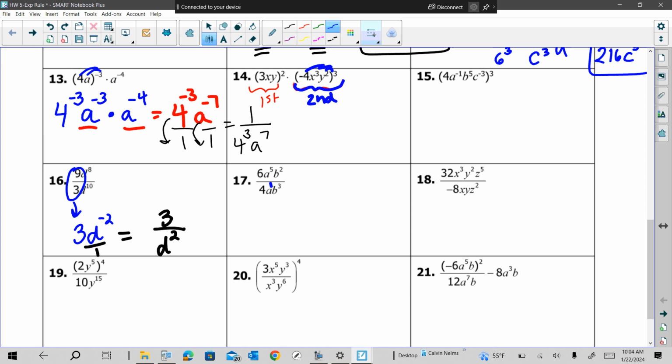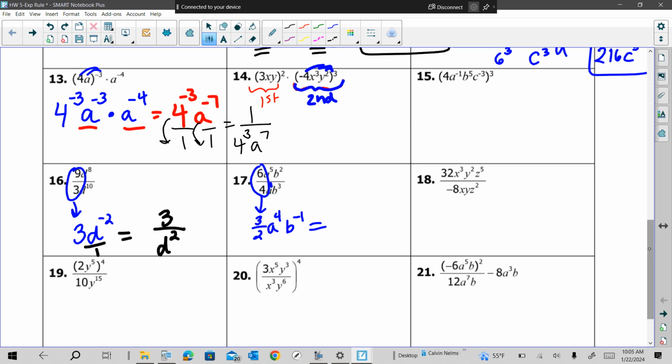On 17, you need to reduce this fraction. That can be reduced to 3/2. Then I'm just subtracting my exponents. A to the 4th power, which is positive, but now I have b to the -1, which I cannot keep. So you have to simplify this one.